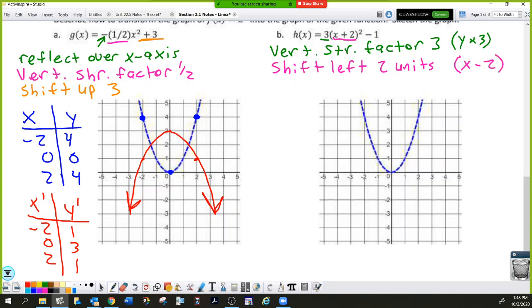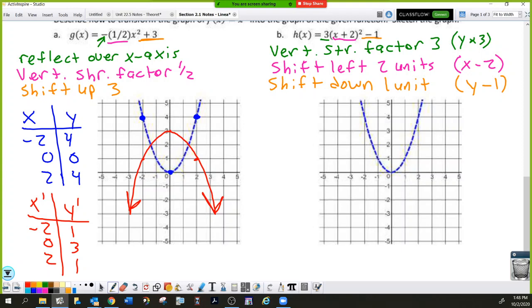And then last is this minus 1. It being an outside change means it's affecting the y's. That's a shift down of 1 unit. It's numeric effect: take 1 away from your y values. Shift down 1 unit. And that is take your y values and subtract 1. There.